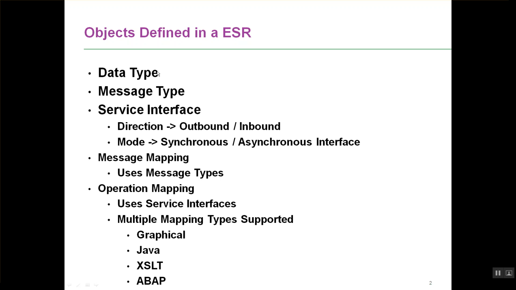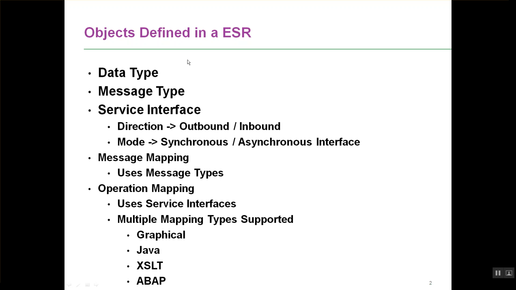We will look at this in detail, but at this point, it suffices to say that a data type is the definition of the structure of the message that you're going to be exchanging. A message type is an encapsulation of the data type. So a message type uses a data type. There's nothing much to it except that. A service interface, remember we just touched upon that in the previous slide, is of critical importance here. A service interface has a direction, whether it is an outbound service interface or an inbound service interface. A service interface has a mode, whether it is a synchronous interface or an asynchronous interface.